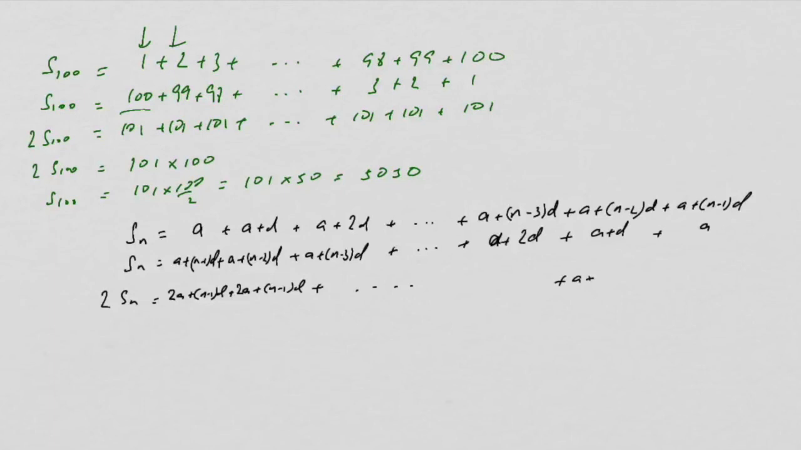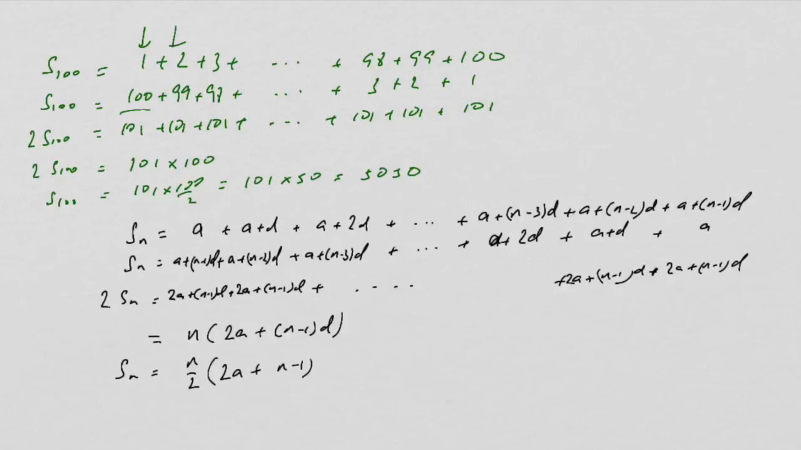And then, to save myself time, we'll put the same at this end, so 2a plus n minus 1d plus 2a plus n minus 1d. And now we have n terms, so we have n times 2a plus n minus 1d, and then when we divide by 2 we have the familiar n over 2 times 2a plus n minus 1d.